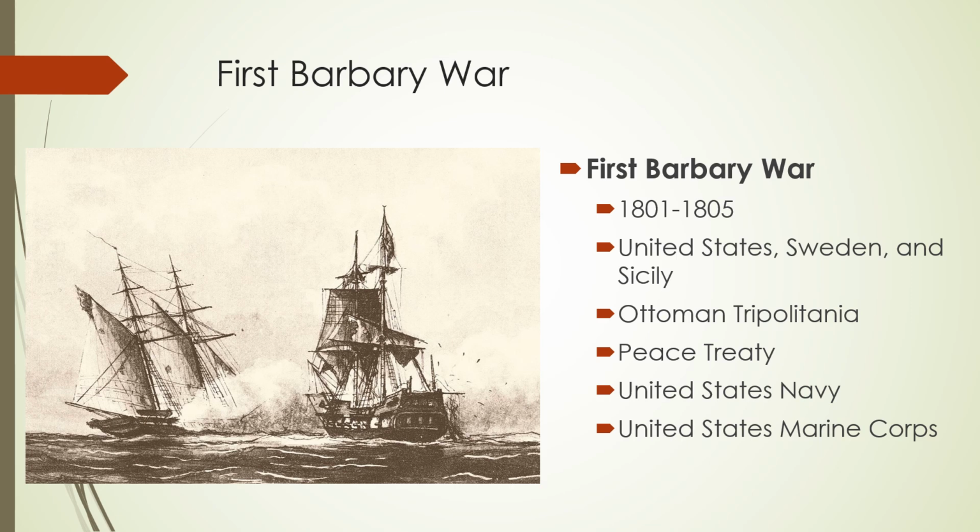So, one of the first things that Jefferson has to deal with is a situation happening overseas in the Mediterranean that becomes known as the First Barbary War. Just to give you a little bit of background on this. So in North Africa, present day Morocco, Libya, that area, there were some states known as the Barbary states, and these were connected to the Ottoman Empire that were attacking European ships in the Mediterranean.